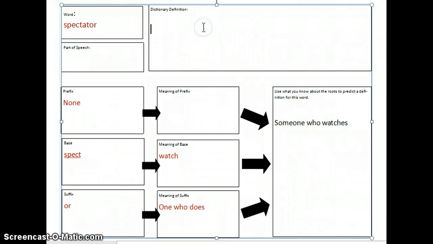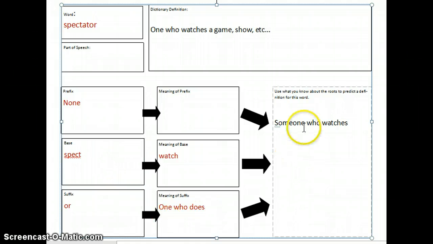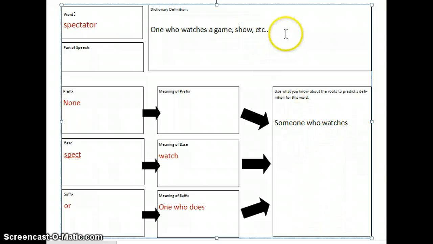I can't forget to come up here to my dictionary definition box, and I happen to have already looked up what the word means, so I'm going to type it in. One who watches a game, show, etc. Okay. So again, I see I have a pretty close match between what I predicted spectator means and what the dictionary says spectator means. So that's one more example.